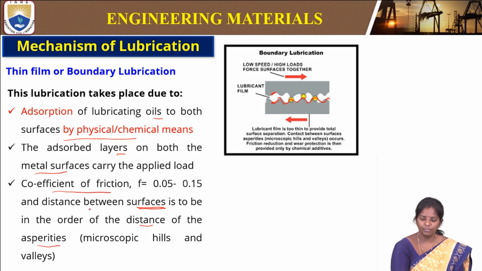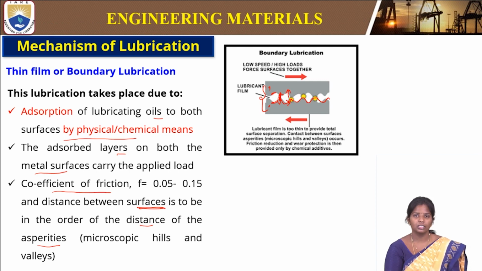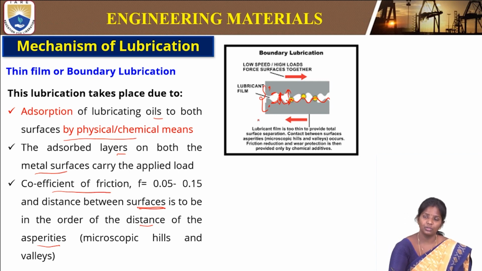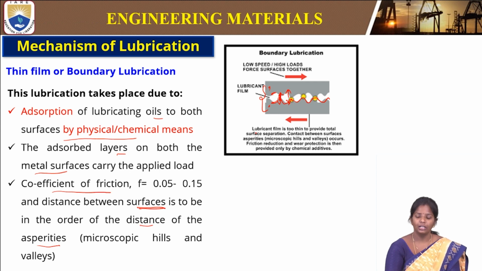So the distance between these two surfaces is nothing but the distance between these hills and valleys. It is directly proportional, like the distance between these two metals is defined by the distance between the hills and valleys forming.